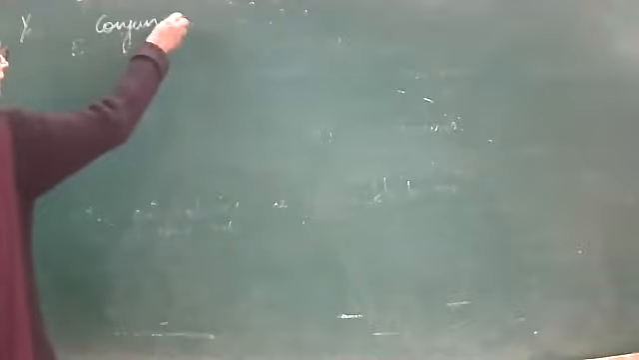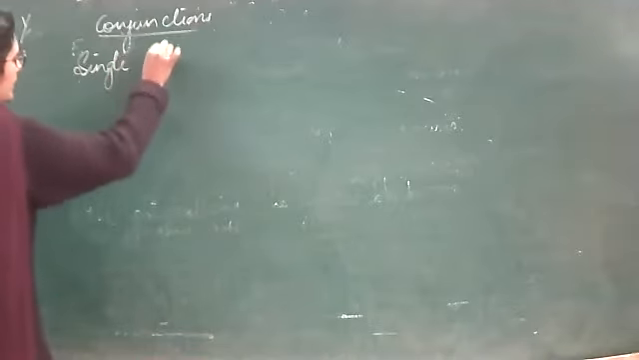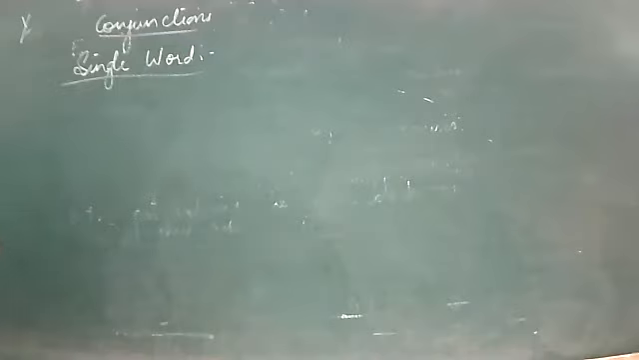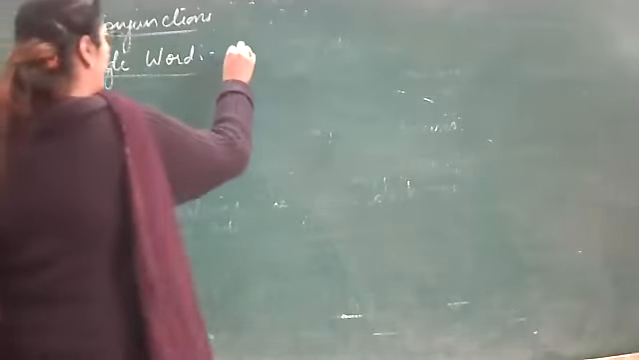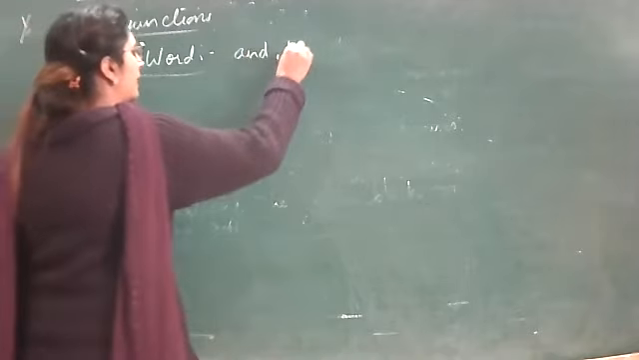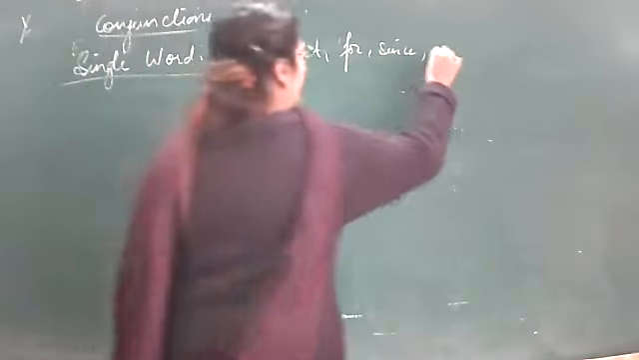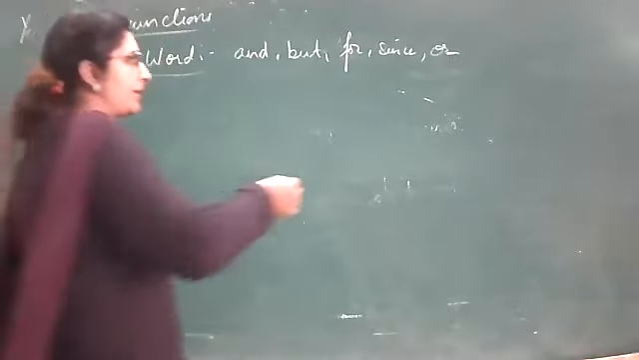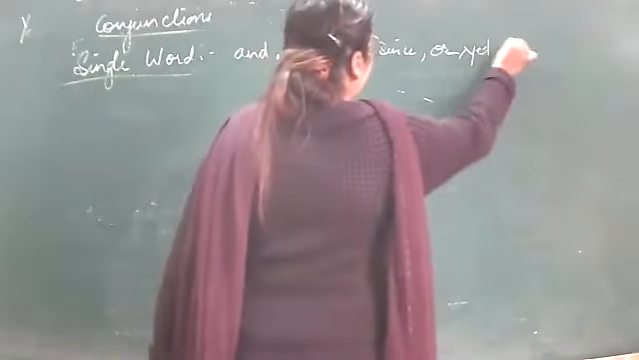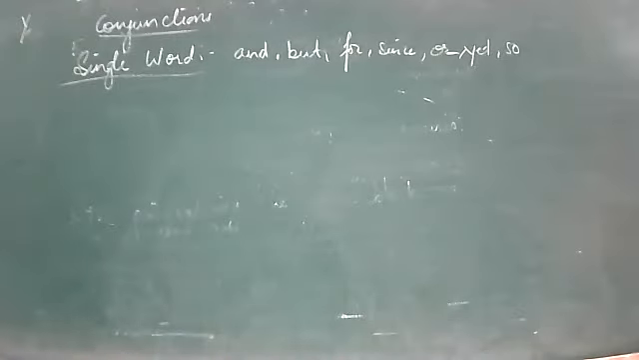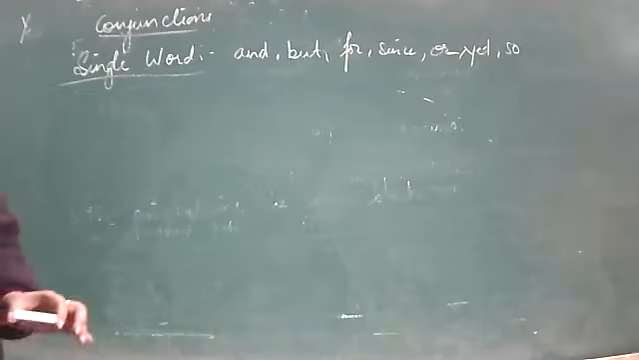Let us have one basic type of classification. Conjunctions can be single word. Write down side by side also. Single word conjunction means where one word is the conjunction. Suppose and, but, since, or, yet, so. These are our single word conjunctions.